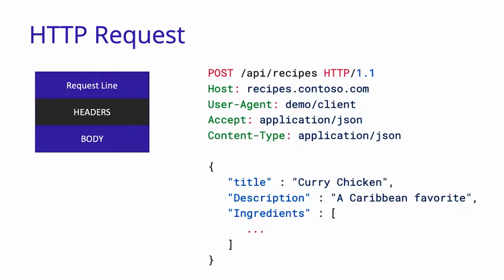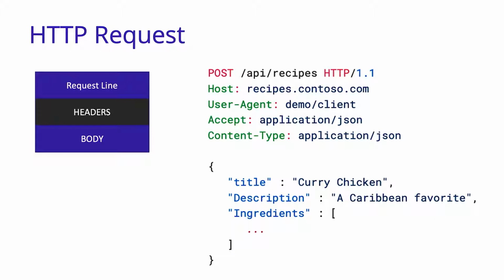Let's take a look and see how exactly you can compose an HTTP request. The three main parts that we're going to look at are the request line, headers, and the body. Now the request line contains information such as the HTTP verb it's using and the path, and also the version of HTTP that's being used for this request.